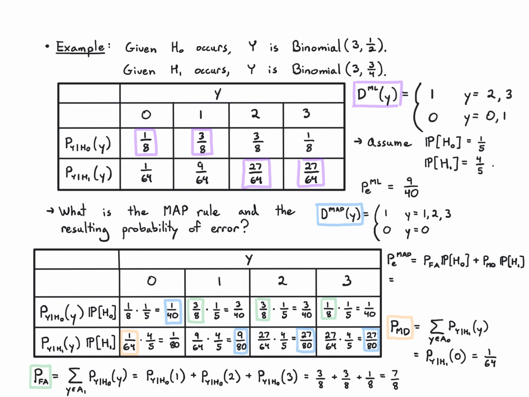Probability of y given H1 at 0, that's 1/64. So I'm going to get 7/8 probability of false alarm times 1/5 probability of H0, plus 1/64 probability of misdetection times 4/5. That's going to be 8/40. And what I notice is that 8/40 is smaller than 9/40. So MAP here outperforms ML. The MAP rule is better than the ML rule here. So we found a better way to do this. It turns out that the MAP rule is actually optimal. You can do no better than this. It attains the smallest possible probability of error. That's great, we found the best possible thing to do.